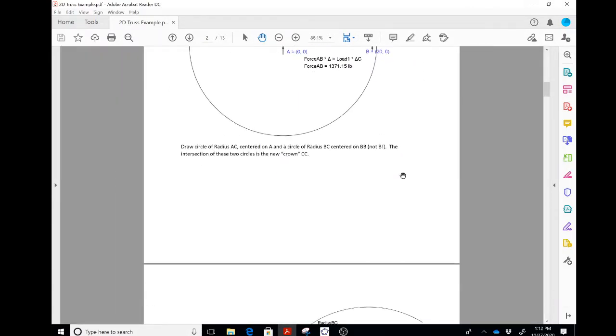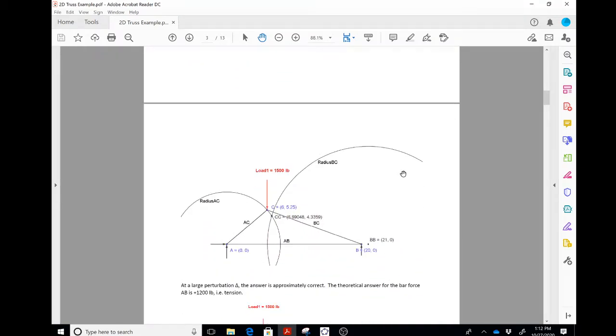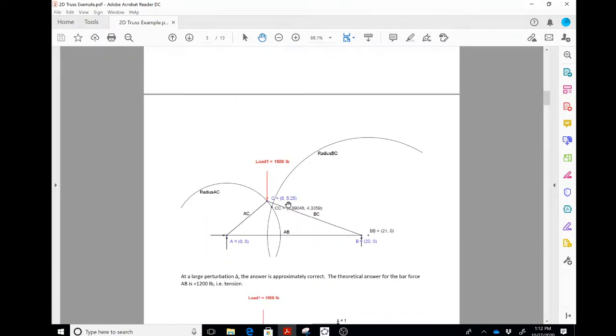Then you need two circles at this point for the intersection of the two circles to establish that new crown. The first circle is radius AC, which is centered on A. And the second circle is radius BC, which is centered on BB, not on B, on the new point BB. And obviously there's two intersections here, but this lower one is below the ground. I don't need that one. So I'm calling that CC.